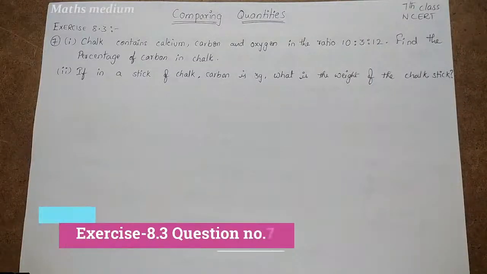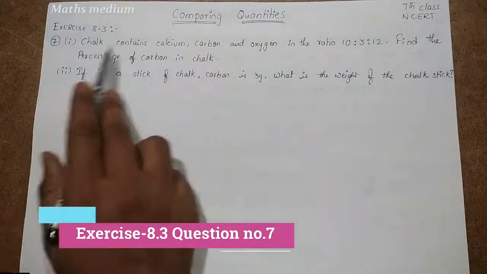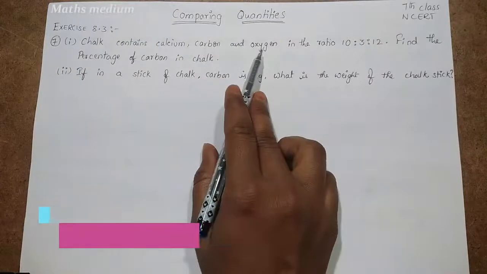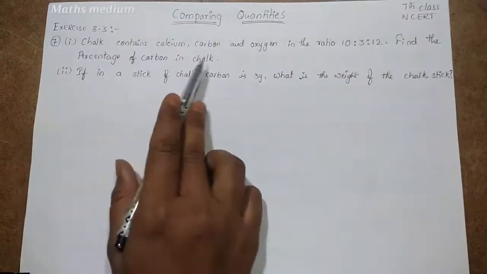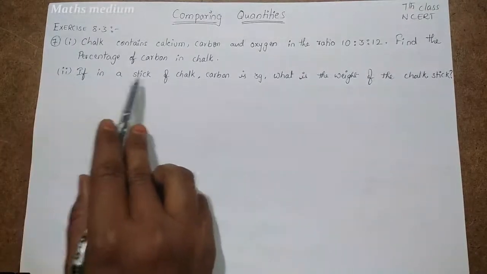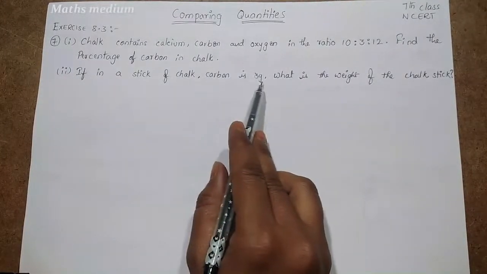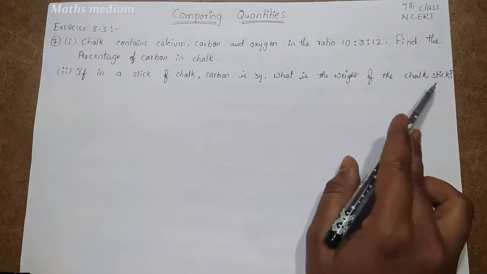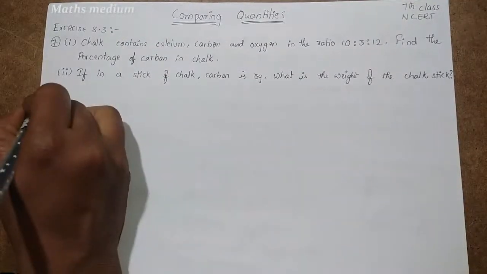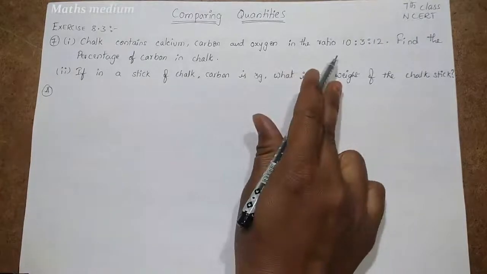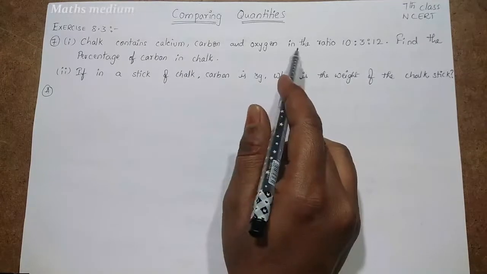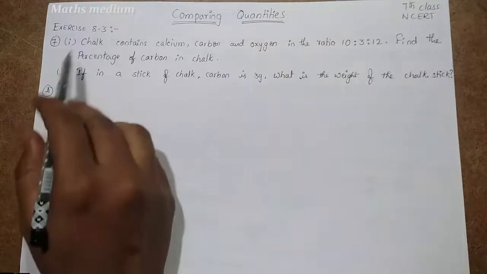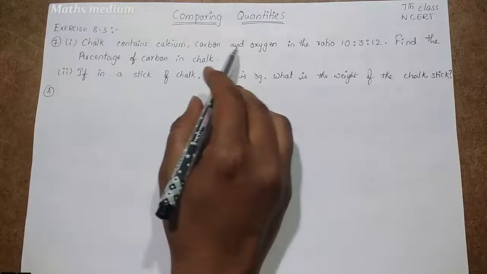Today I came with exercise 8.3 from Comparing Quantities, 7th class NCERT. Question number 7. Chalk contains calcium, carbon and oxygen in the ratio 10:3:12. Find the percentage of carbon in chalk. Second one is, if in a stick of chalk, carbon is 3 grams, what is the weight of the chalk stick? So here two questions are there. Here ratios are given. We have to find the percentage of the carbon in chalk. This comes under ratios and percentages.